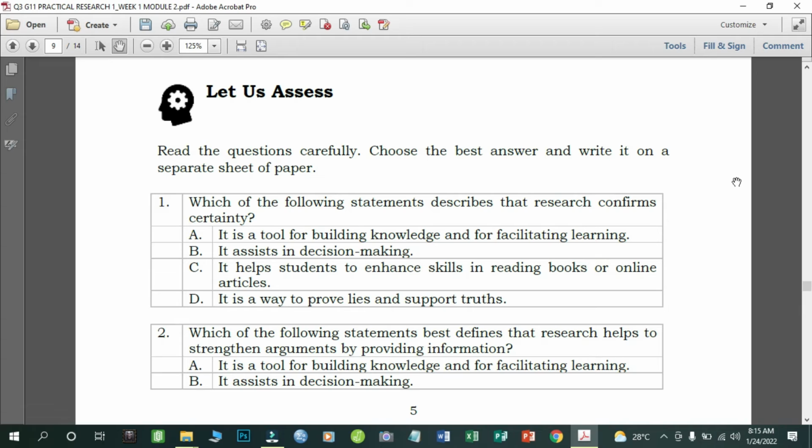Number 1, which of the following statements describes that research confirms certainty? A, it's a tool for building knowledge and for facilitating learning. B, it assists in decision making. C, it helps students to enhance skills in reading books or online articles. D, it's a way to prove lies and support truths. What's your answer?